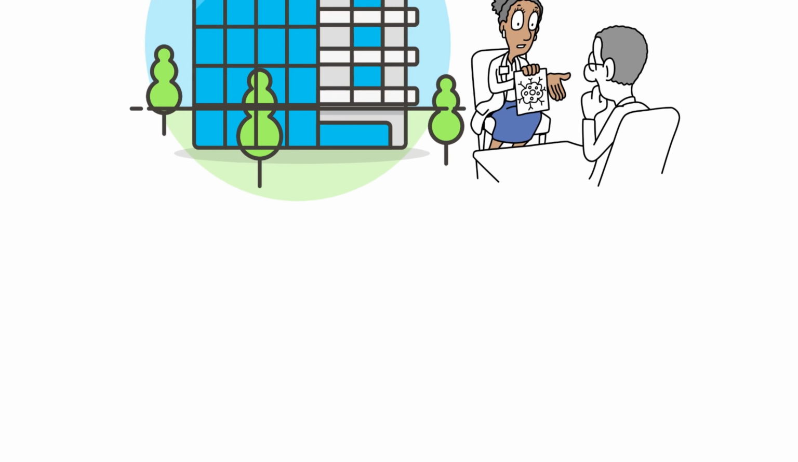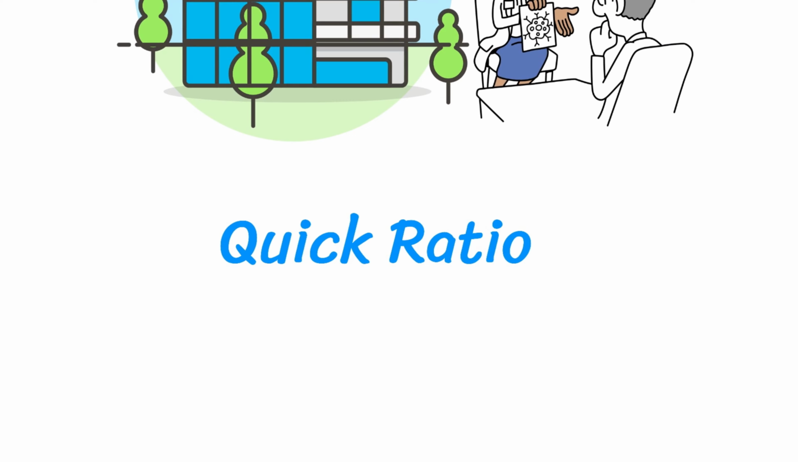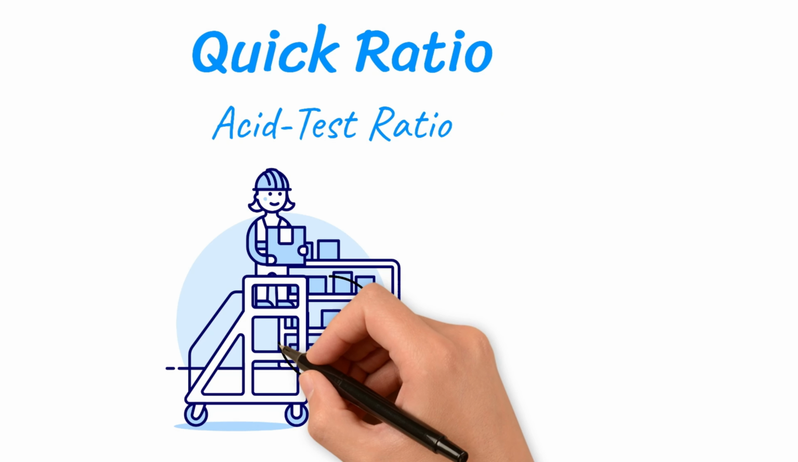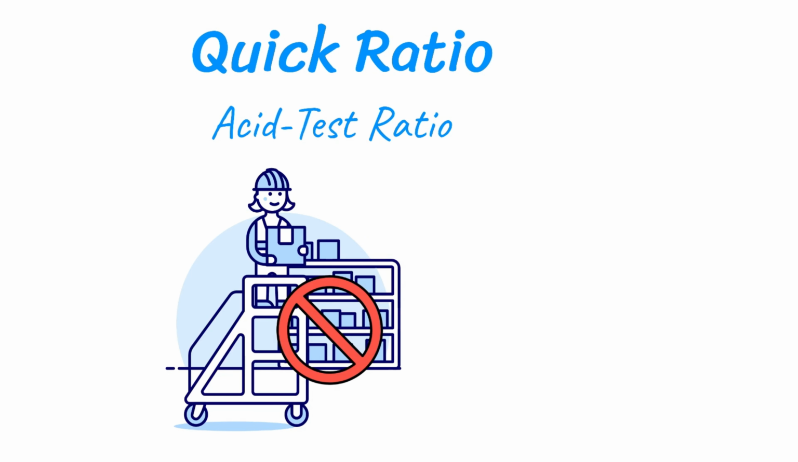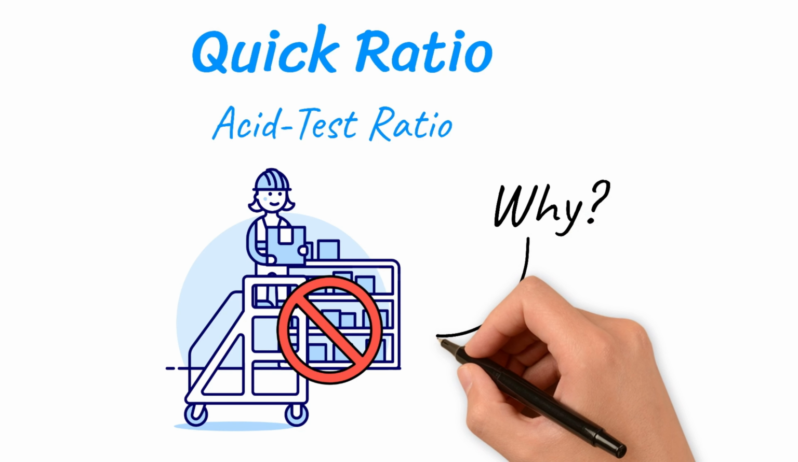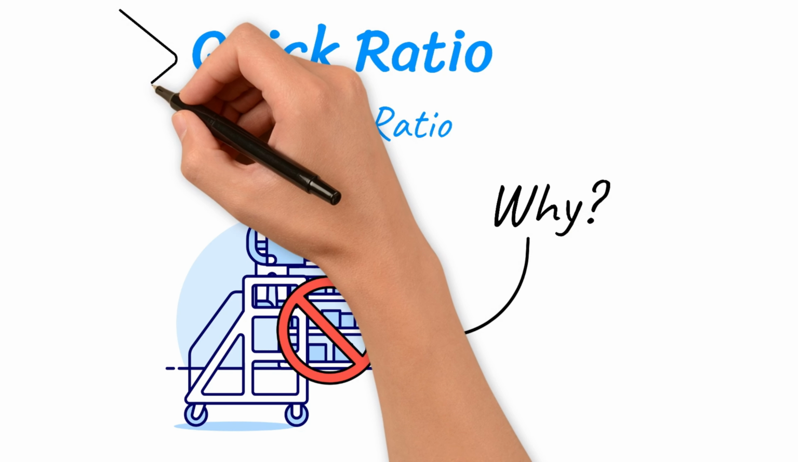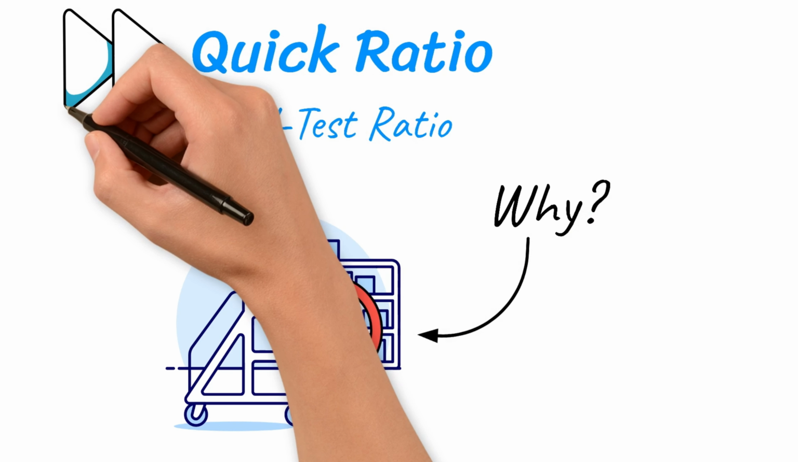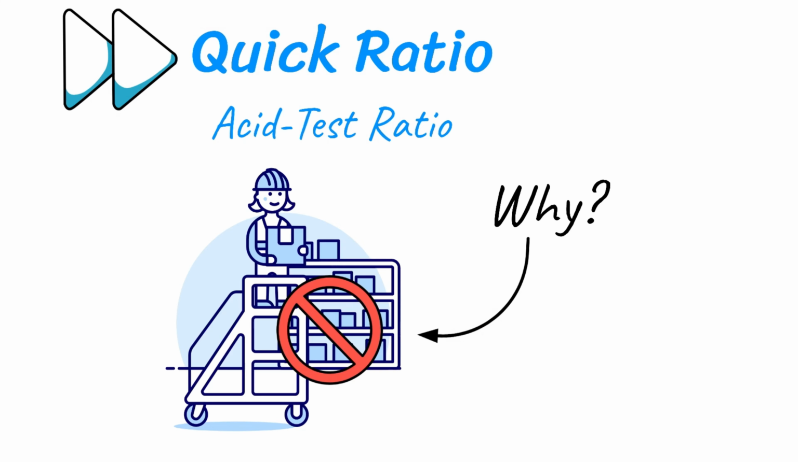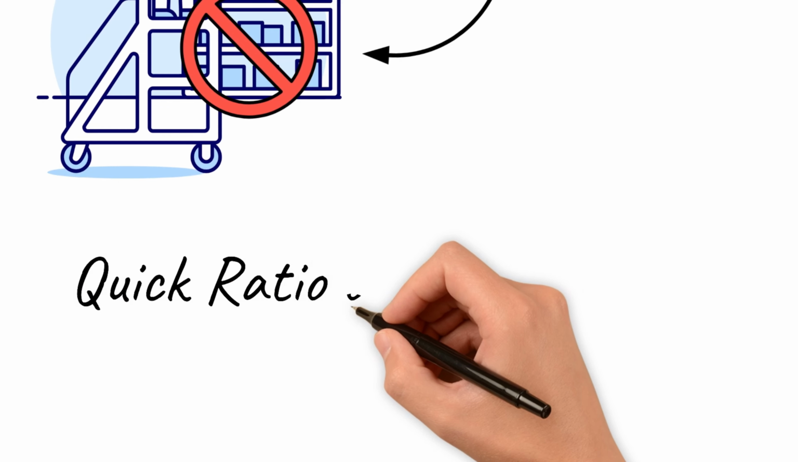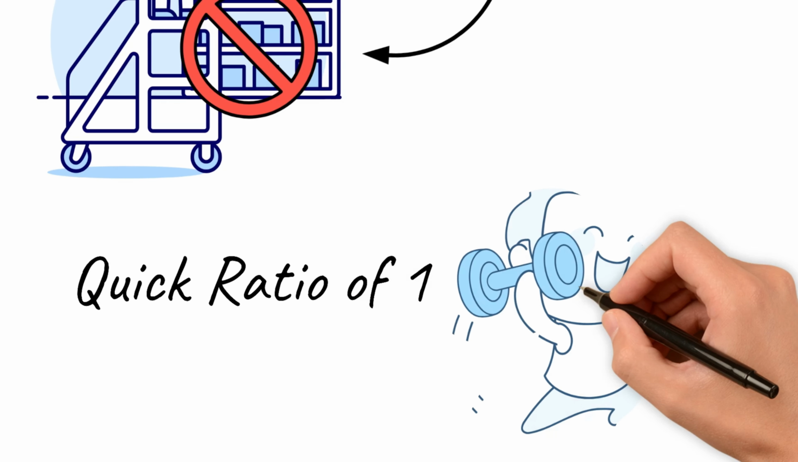The quick ratio, also called the acid test ratio, is stricter. It removes inventory from current assets before dividing. Why? Because inventory isn't always liquid. You can't always sell it quickly or at face value. The quick ratio only counts cash, short-term investments, and receivables. It's the conservative version of the current ratio. A quick ratio of 1 or above is generally healthy.